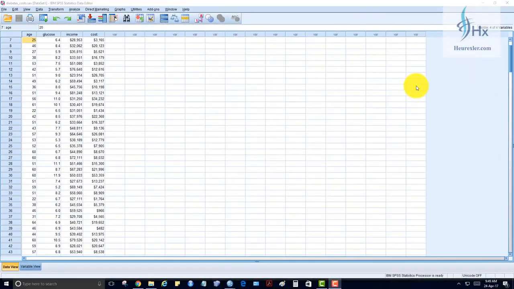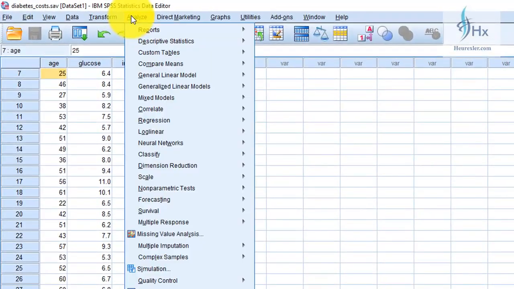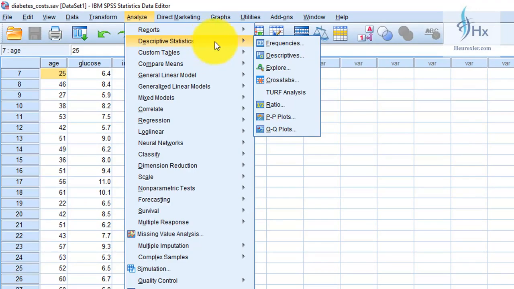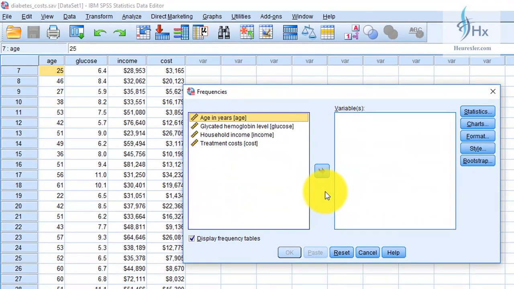So let us learn to use the frequencies tab. To use the frequencies tab, go to Analyze, then go to Descriptives and click on Frequencies. In this data, we have only continuous variables, no categorical variables. But if you want to find out the frequency of various ages in this data set, that might not be very meaningful, you can use the frequencies tab.